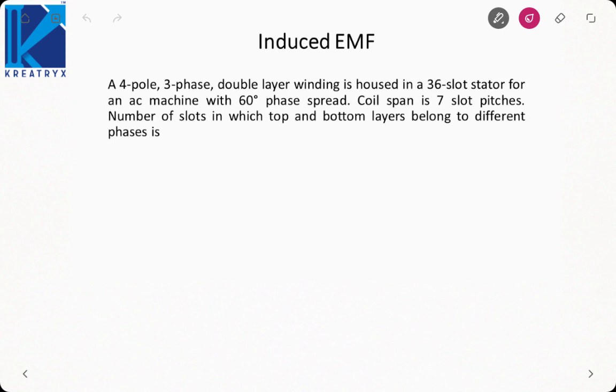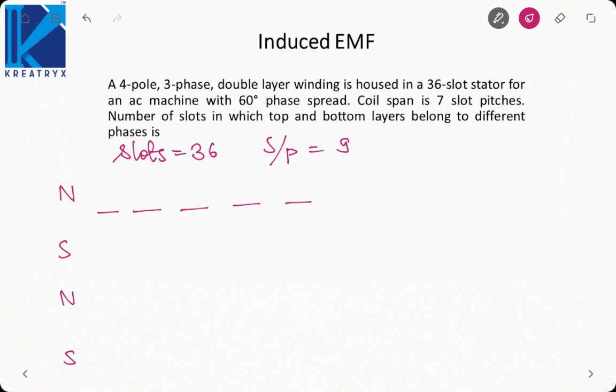Okay. Now see, slots are 36. What about slots per pole? They are 9. Now how poles are arranged? North, south, north, south. And each pole will have like this 9 slots.